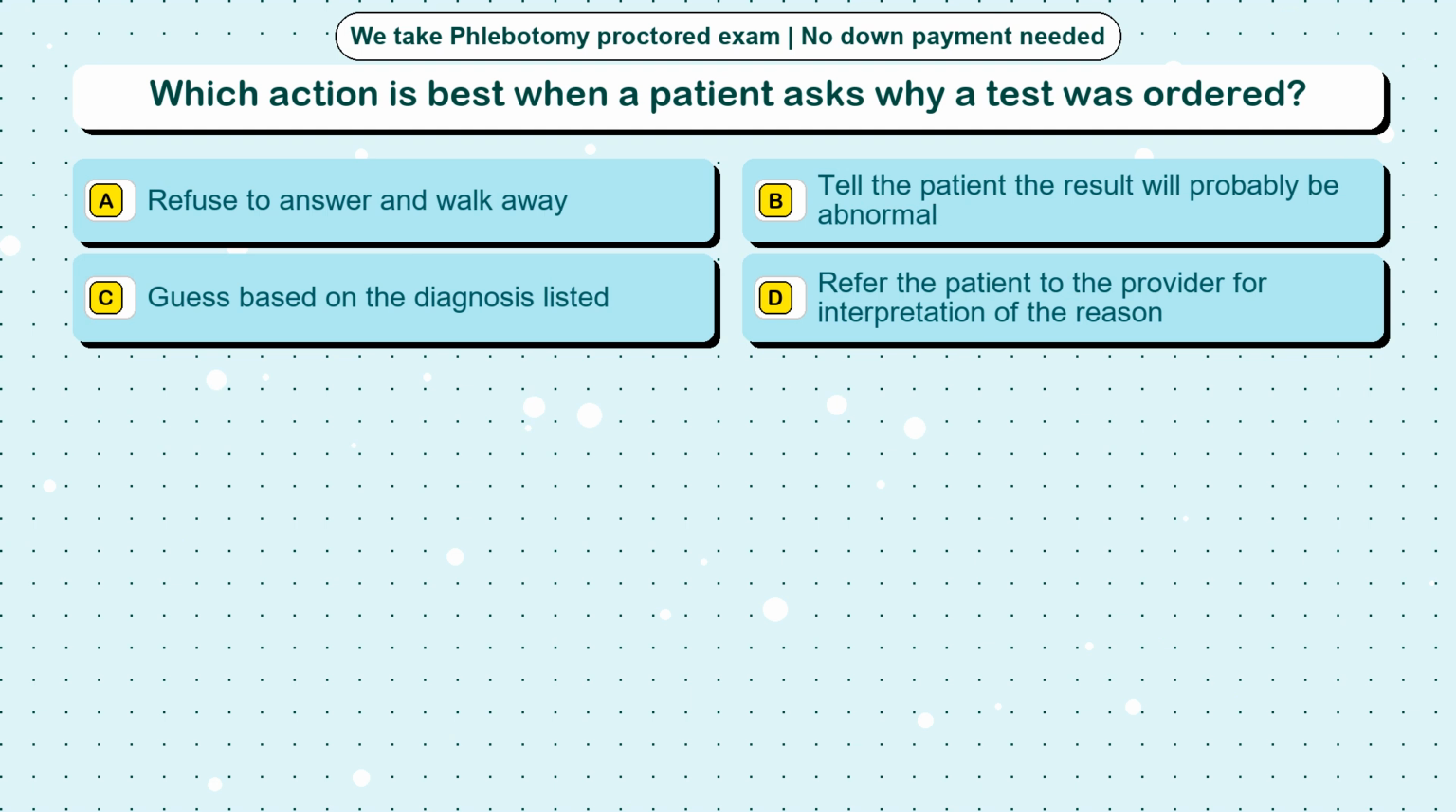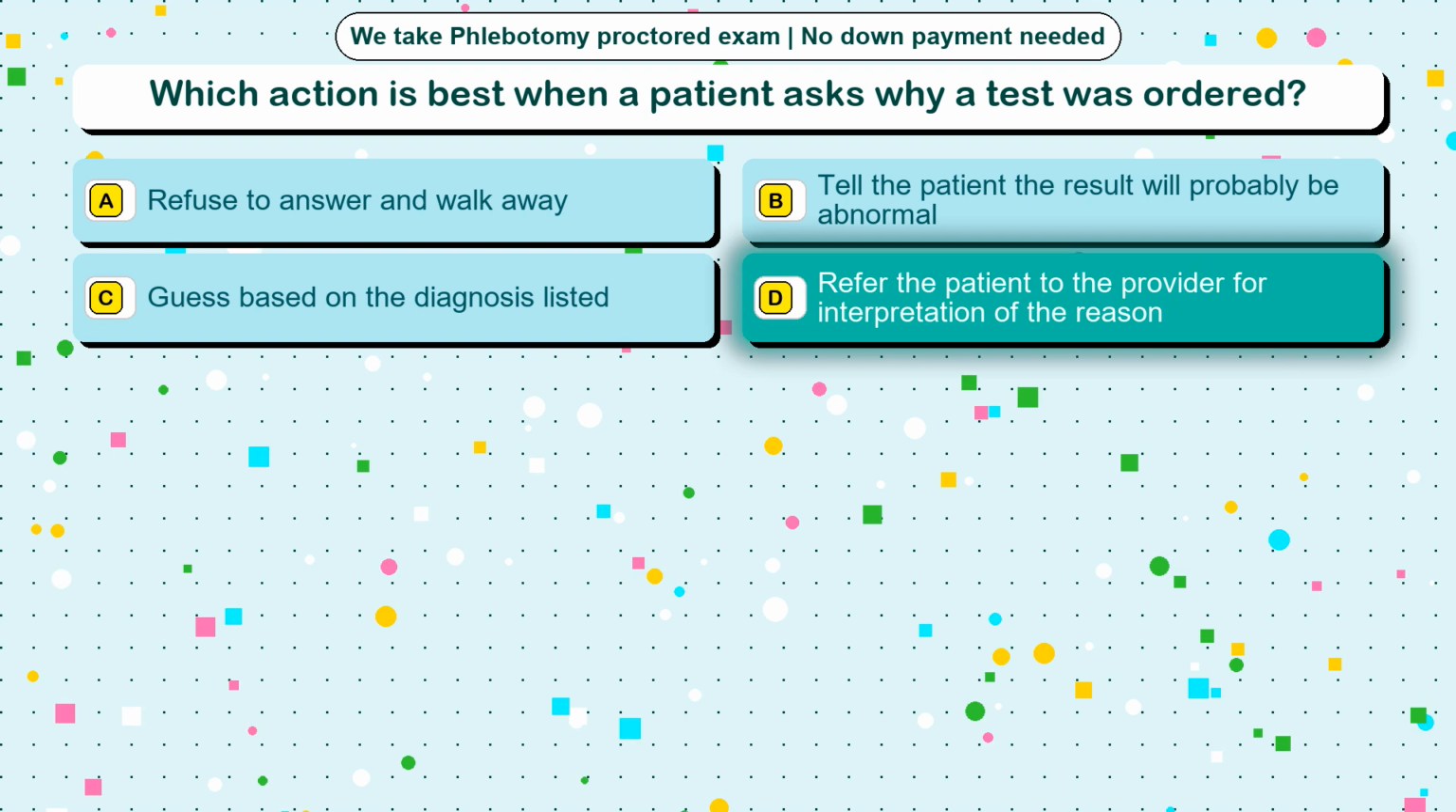Question 39. Which action is best when a patient asks why a test was ordered? Option A. Refuse to answer and walk away. Option B. Tell the patient the result will probably be abnormal. Option C. Guess based on the diagnosis listed. Option D. Refer the patient to the provider for interpretation of the reason.